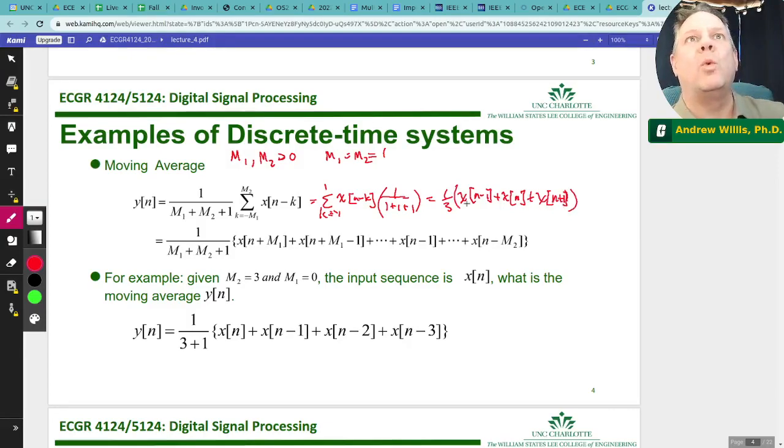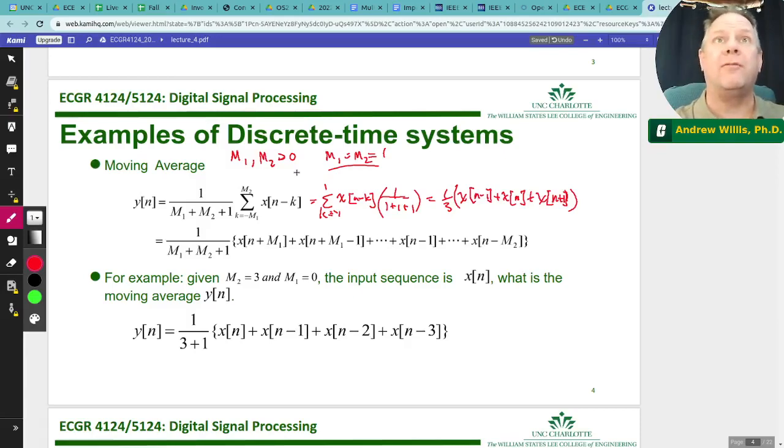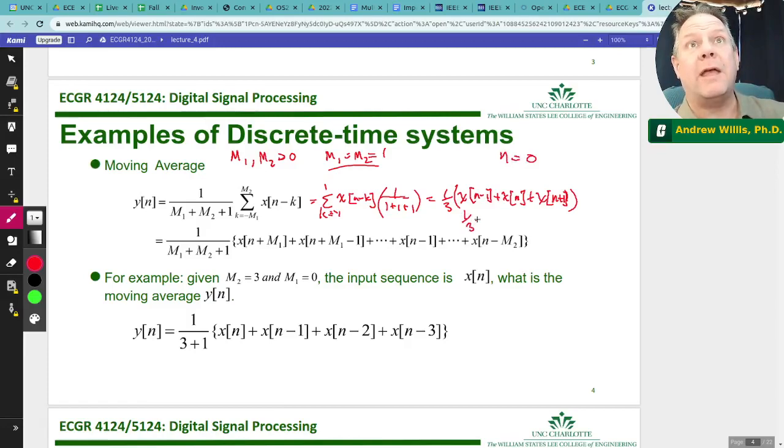And that's what it would be for these values. That's just a three-way average. The next value of x would be x of n plus 1. Let's say that we have n equal to 0. What does this look like? You have 1/3 times x of minus 1 plus x of 0 plus x of 1.